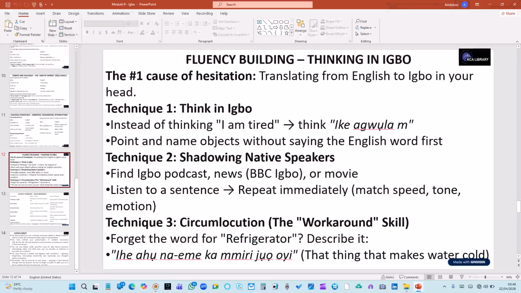Then technique number 3, circumlocution, which is the walk-around skill. Forget the word for refrigerator. Describe it. Ihe ahụ a na-eme ka mmiri jụọ oyi. So you may forget the word in English and use Igbo language to describe it. For example, refrigerator, which is used to cool water. You can now say ihe ahụ a na-eme ka mmiri jụọ oyi, which means that thing that makes water cold.